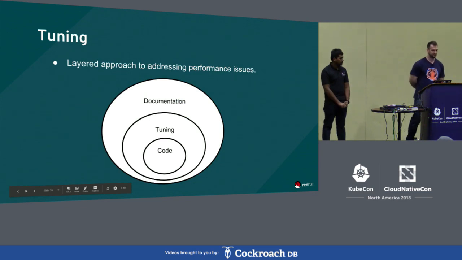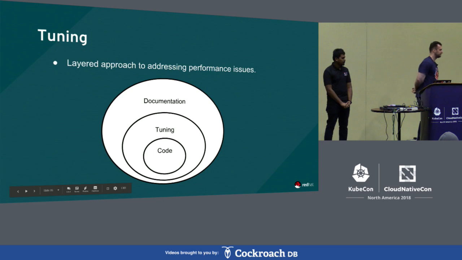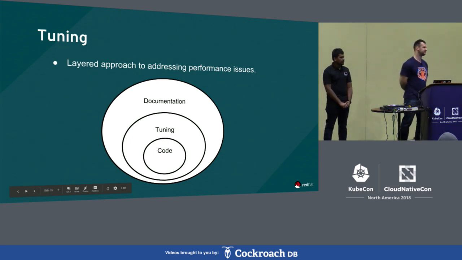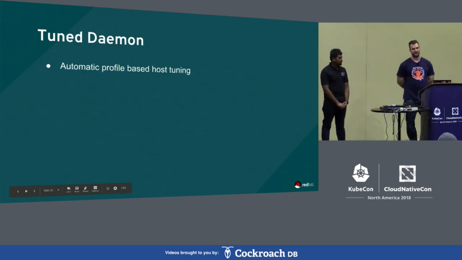Tuning. So we like to take a layered approach to tuning to address performance issues. As best as we can, we try to optimize for performance at the lowest level, which is the code level. We work very closely with engineering teams at Red Hat, obviously, and all of our work does eventually, for the most part, get to upstream.